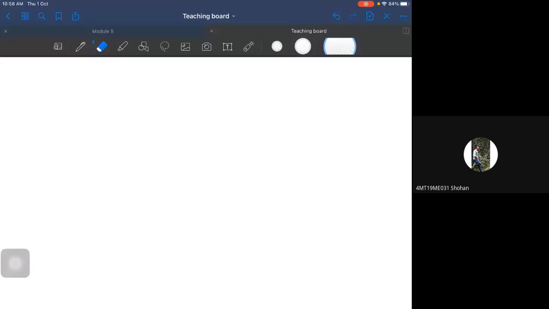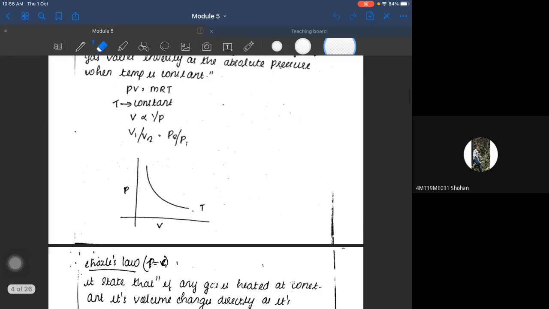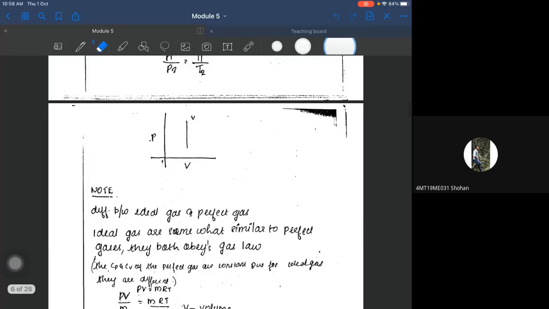So let us now try to understand what we mean by the word partial pressure. If there is anything left, I will just see. Previous system covered, Boyle's law covered, Charles's law, Gay-Lussac's law.